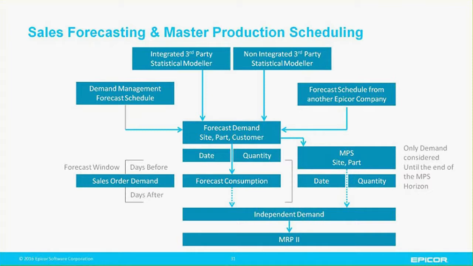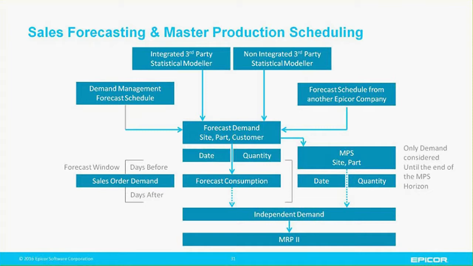Finally, a generic file format integration has been developed to allow independent forecasts to be uploaded from a non-integrated forecasting application. Once forecasts have been defined, they can be passed to MRP2 to plan production and procurement to satisfy this demand across all levels in the method of manufacture.